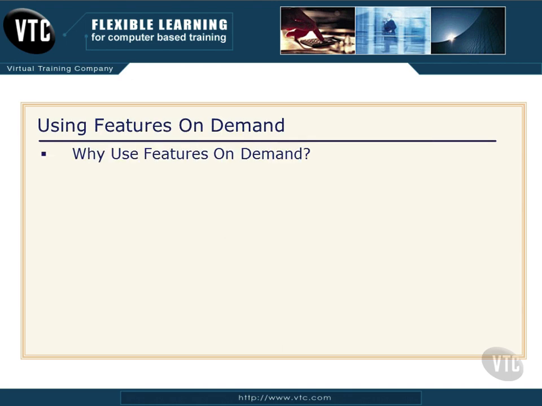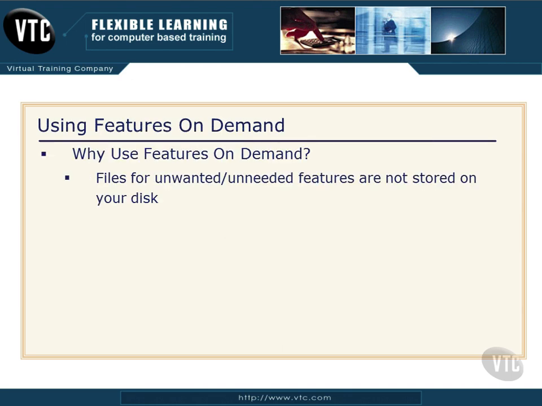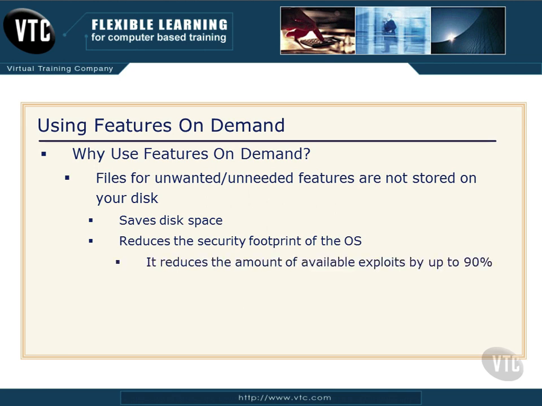Now, why do I want to use Features on Demand? Well, the biggest reason is that files for unwanted or unneeded features are not even stored on your disk. This, number one, saves disk space, and probably the biggest reason, it reduces the security footprint of the OS. There's less there for hackers to take advantage of, to grab a hold of, and try to manipulate. It reduces, in some instances, the amount of available exploits by hackers and viruses up to 90%. That is huge in anybody's world.